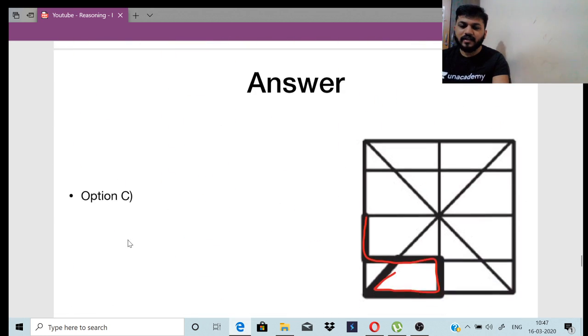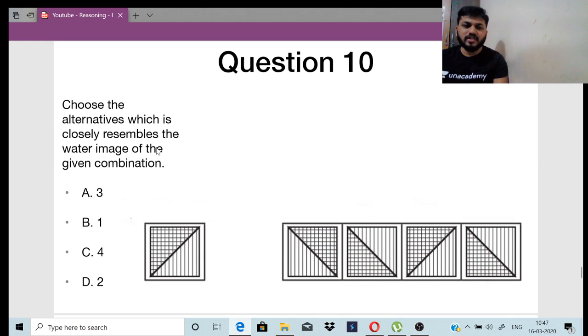So chalo, the last question. Choose the alternatives which is closely resembling the water image of the given combination. So this is the given combination. So here are the water images of the combination. So tell me which one of the image is the water image of the given combination? The water image. What is water? Water always stays below you, right?